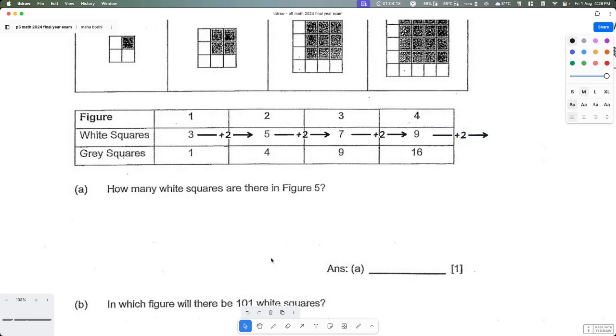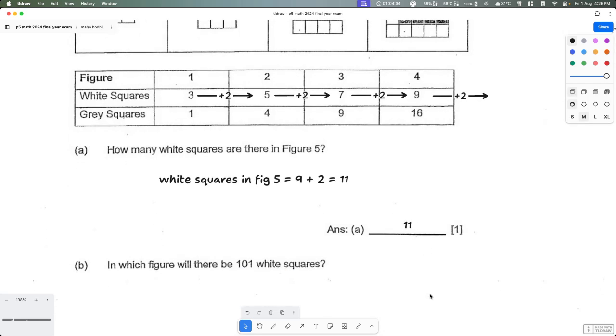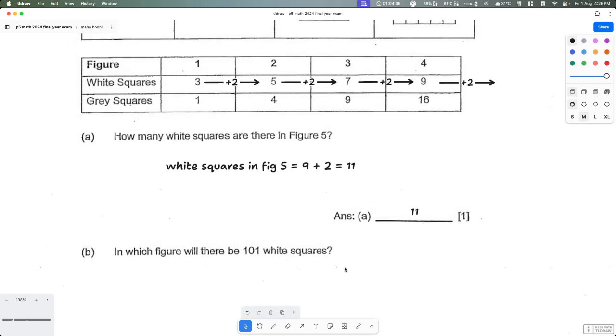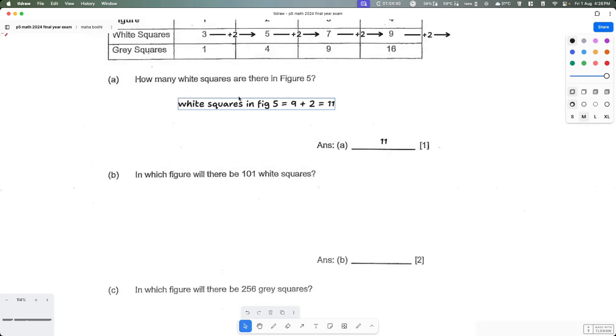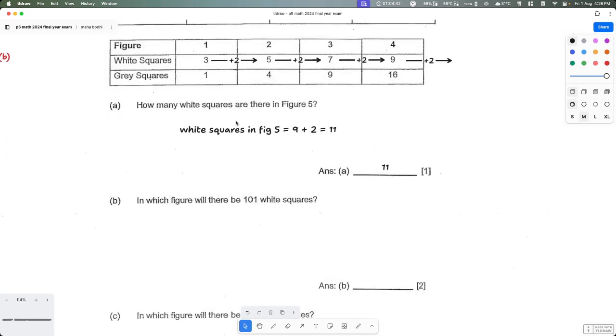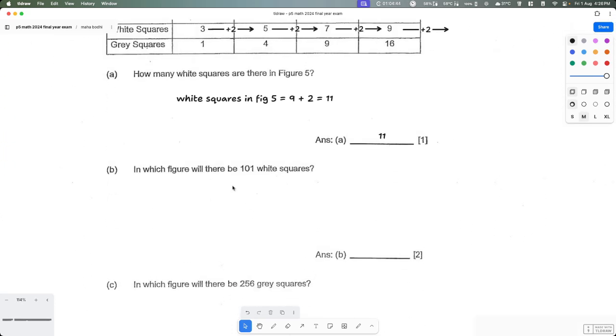I think it's pretty straightforward. White squares in figure 5 is equal to 9 plus 2, equal to 11. So the answer to this is just 11. Pretty straightforward. Question 16 part B: in which figure will there be 100 white squares?